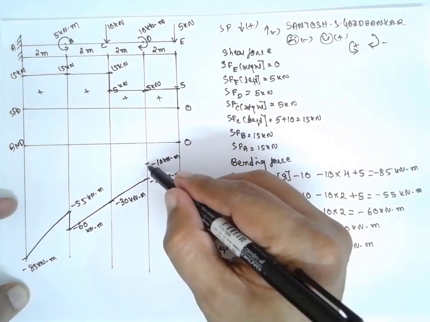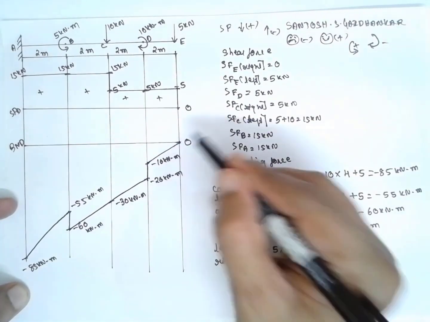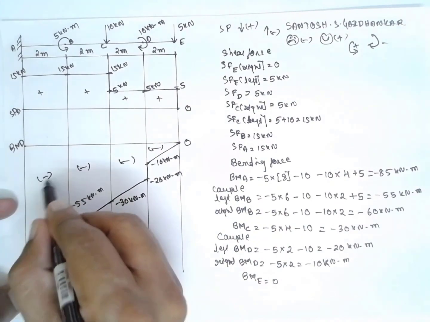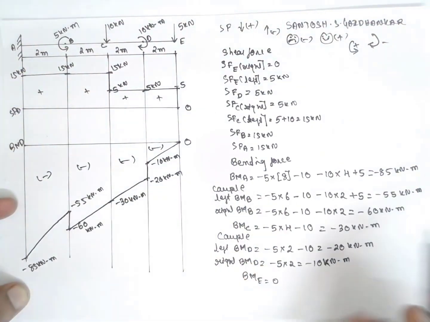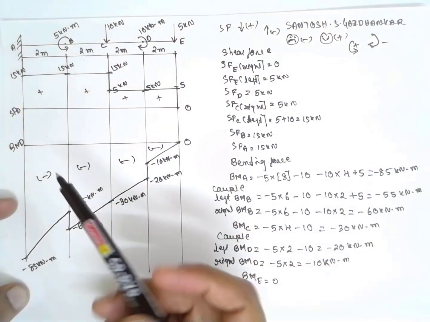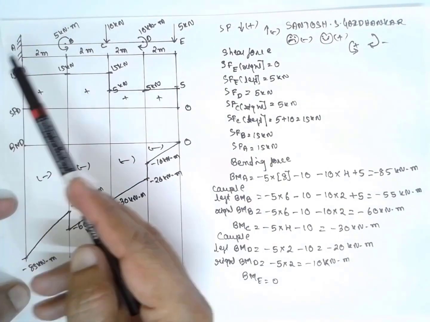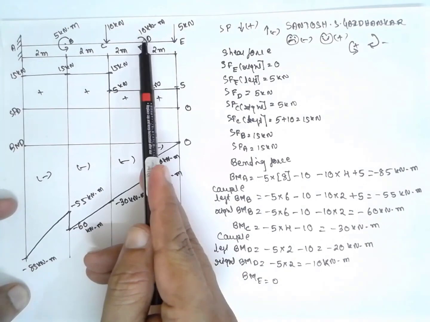Negative, negative, negative. In this way you have to solve the problem when the cantilever is subjected to a point load and couple. The couples acting here are clockwise and anti-clockwise.